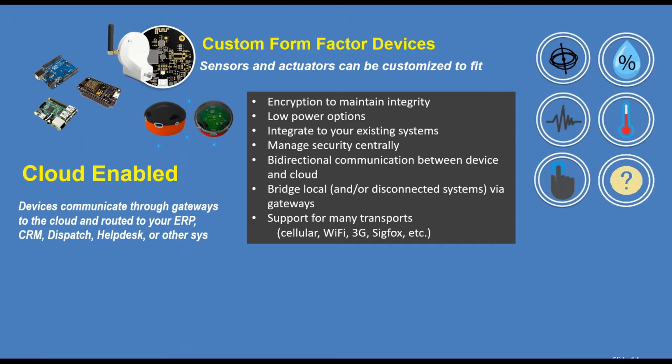We bridge local and or disconnected systems via gateways, and all this really means is that we've got low power sensors and devices that communicate locally out at the site, and then they communicate to gateway devices, and these gateway devices communicate messages to external systems as needed. So this allows you to drop a solution in at a site and not even rely on IT or networking at the site. And we can support many different transport mechanisms, such as cellular, Wi-Fi, 3G, Sigfox, etc.